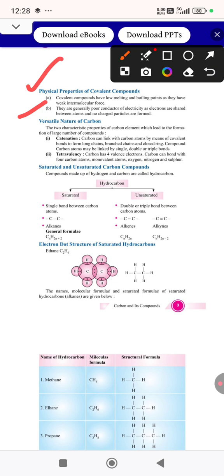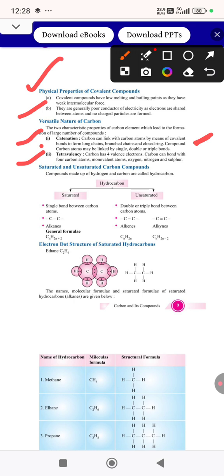Versatile nature of carbon. Two characteristic properties of carbon which lead to the formation of a large number of compounds are: number 1, catenation, which means carbon can link with carbon atoms by means of covalent bonds to form long chains, branched chains and closed rings. Carbon atoms may be linked by single, double or triple bonds. So it possesses a property which is known as catenation.